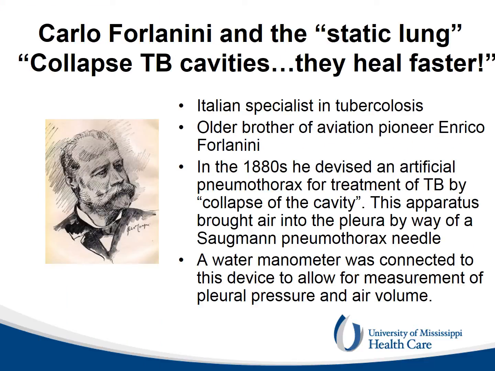In 1880, Carlo Forlanini from Italy introduced the concept that TB cavities heal faster if collapsed. In order to collapse them, he created the artificial pneumothorax. The concept of negative intrathoracic pressure and the collapse of the lung in absence of it started to become clearer.